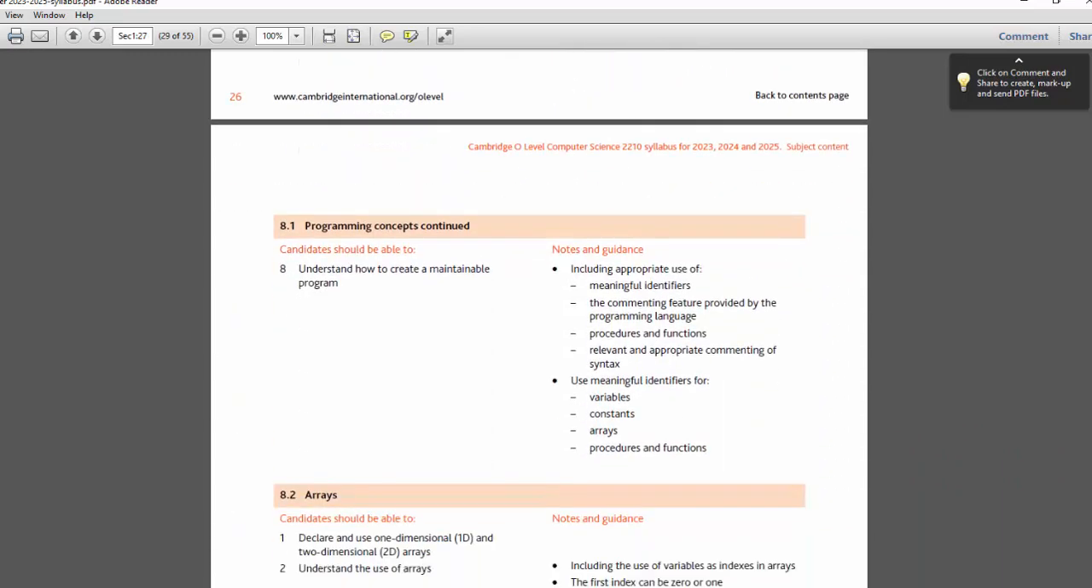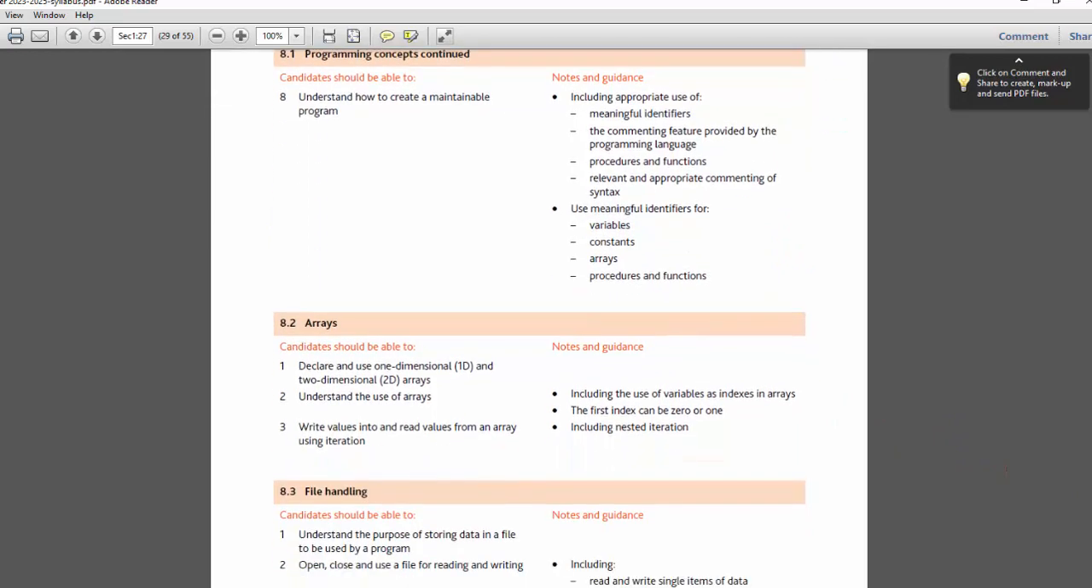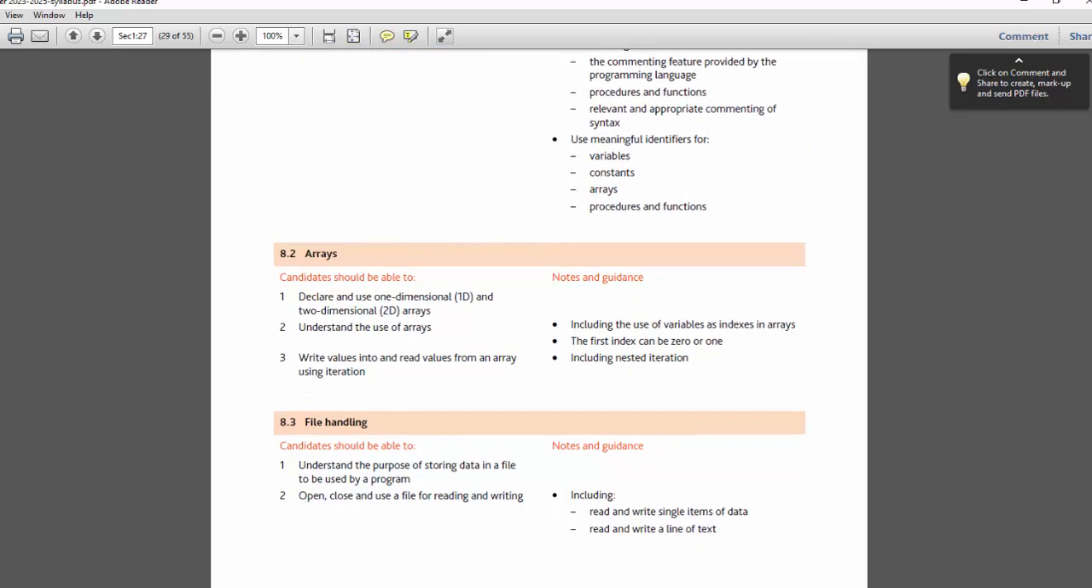Okay, next is understand how to create a maintainable program. That is, how we can follow the syntax, or how we can set the variables. So the sum and substance of this is that section 8 says how we can make our program better using these features like variables, constants, arrays, procedures, functions, and so on. Okay, in arrays, what they are saying is nested iteration. We are about to study 1D and 2D arrays and nested iteration as well.